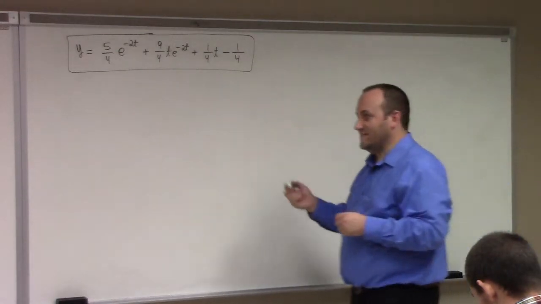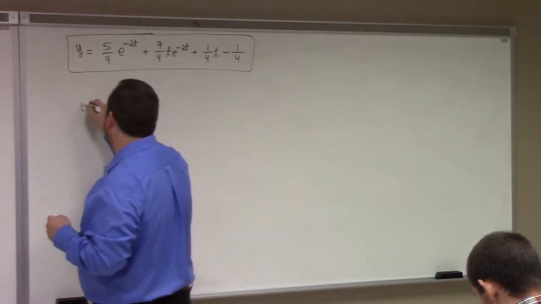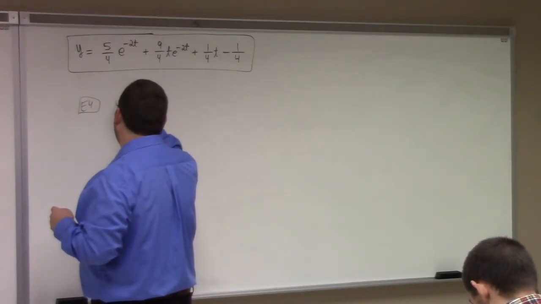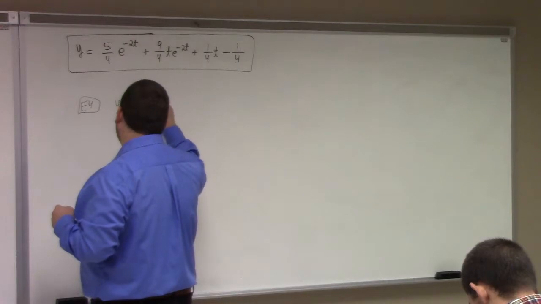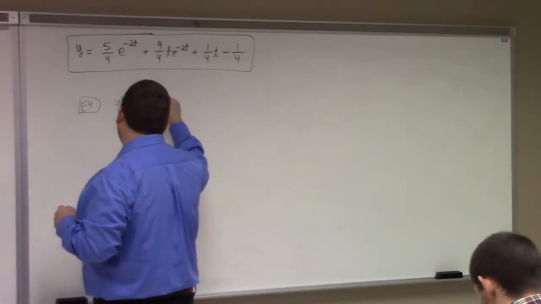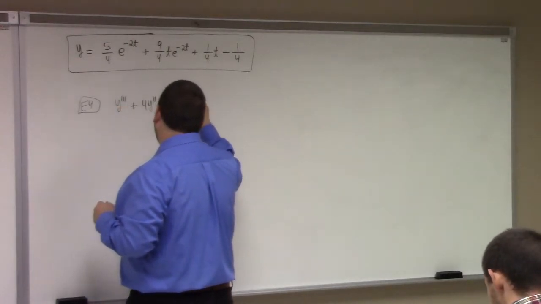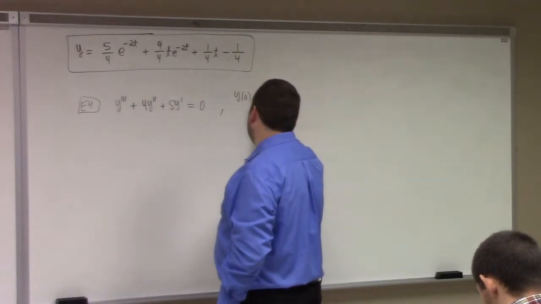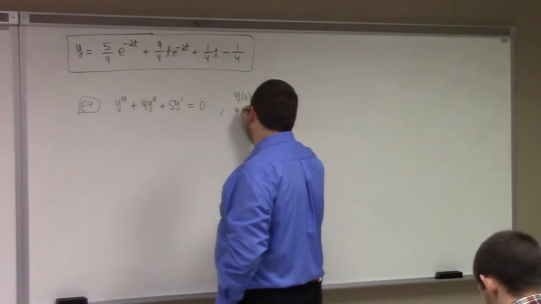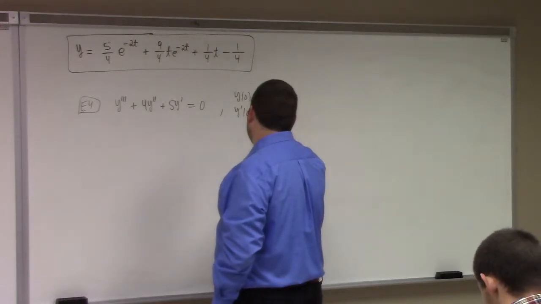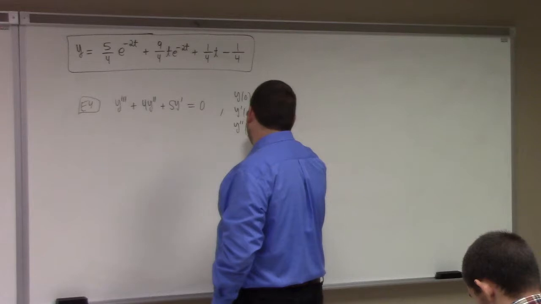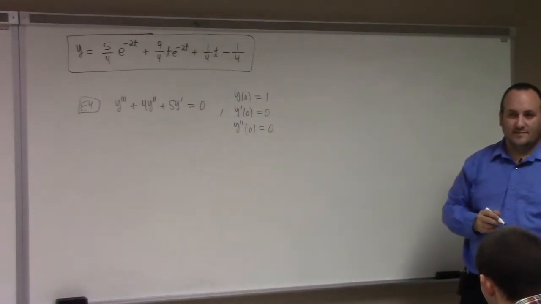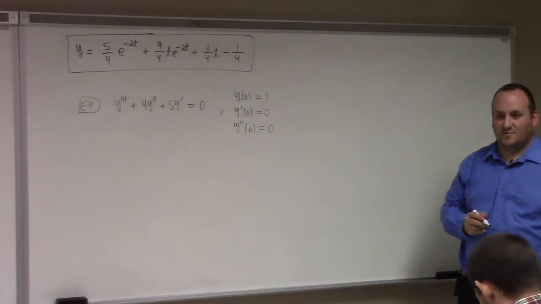Here's a problem I never assigned. How about y triple prime plus 4y double prime plus 5y prime equals 0, with y of 0 equals 1, y prime of 0 equals 0, and y double prime of 0 equals 0. Why don't I like to assign these problems?